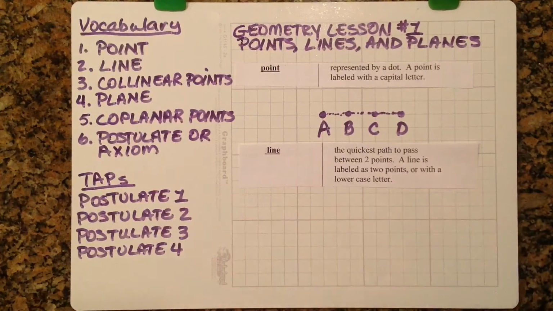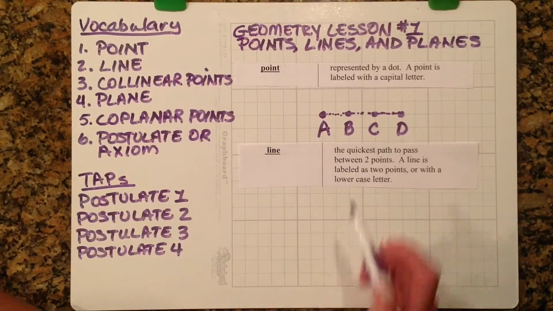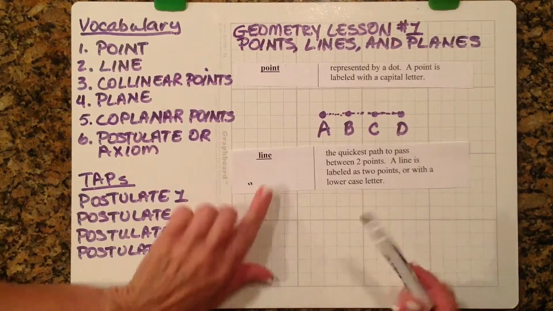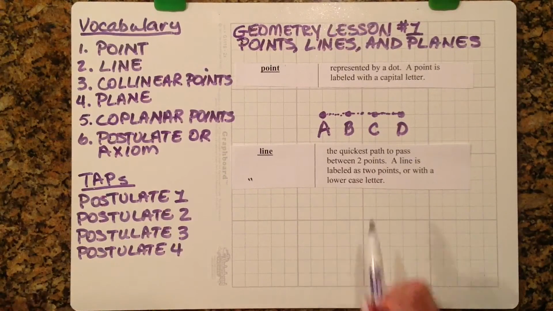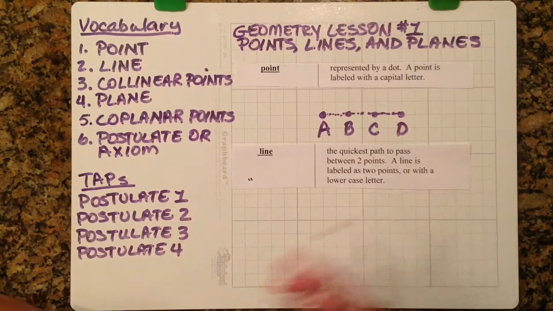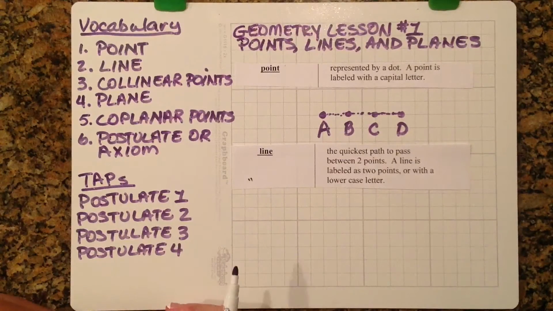A line is an infinite amount of points. So, a line is the quickest path to pass between 2 points. A line is labeled as 2 points or with a lowercase letter. Most of the time you label a line with 2 points right here, 2 points. That's what you see most of the time.